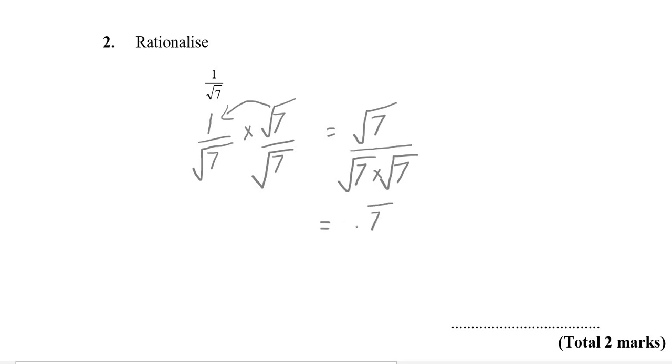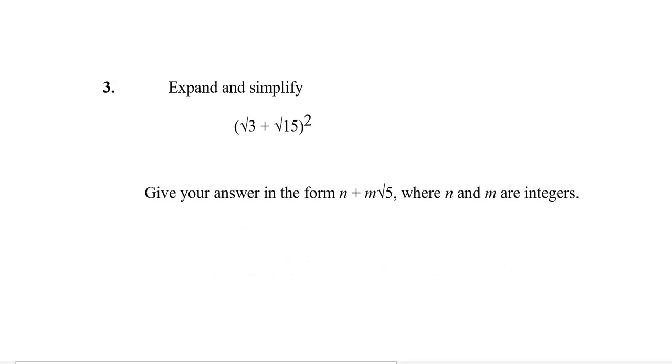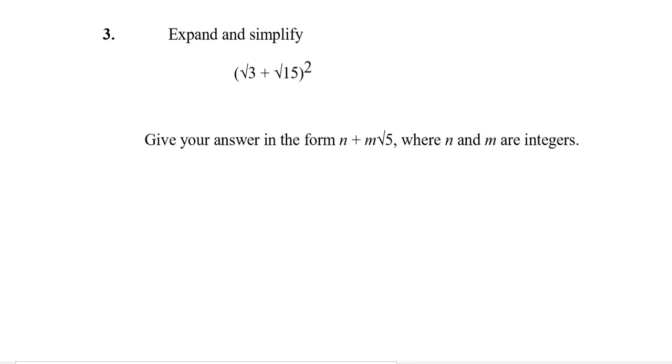Now 7 root over 49 root, and 7 root times 7 root is going to be 7, and this is our answer, 7 root over 7. And you get 2 marks for this as well. Easy peasy questions. So this question is a little bit tricky.